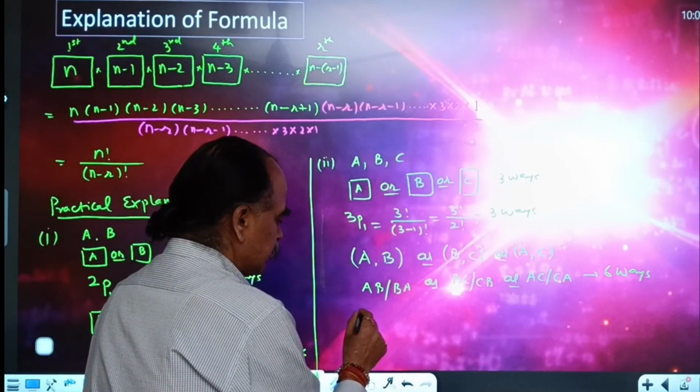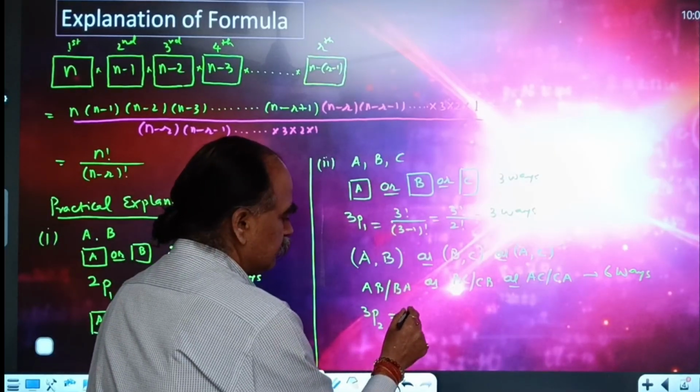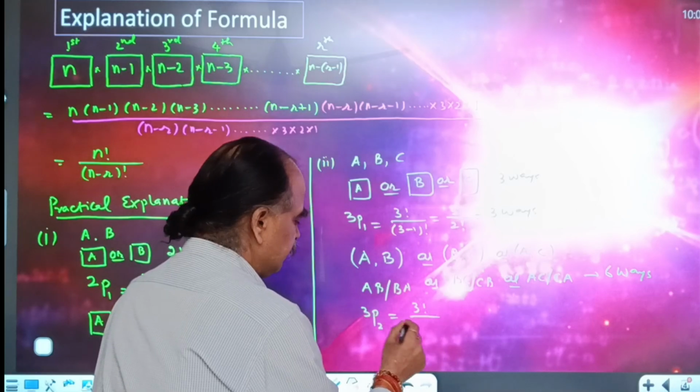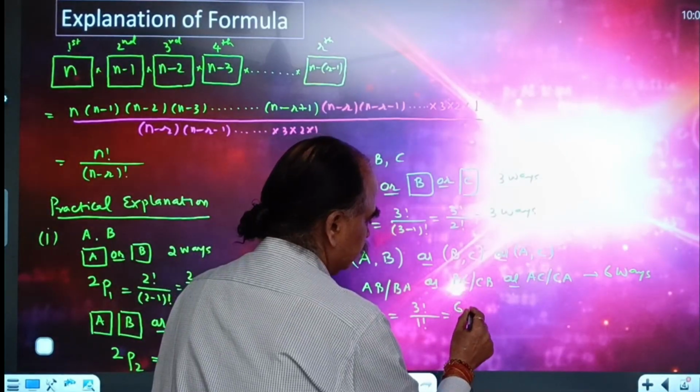By formula, out of 3 persons, 2 persons can be arranged in 3P2. 3 factorial upon 3 minus 2 is what? 1 factorial. 6 ways.